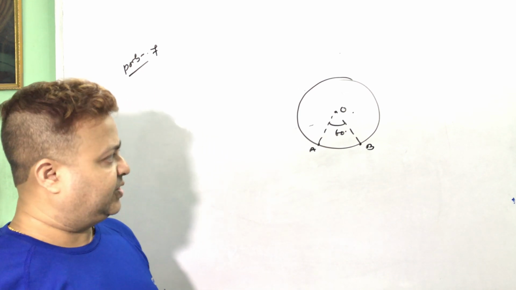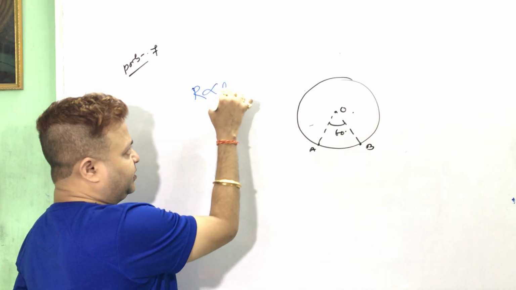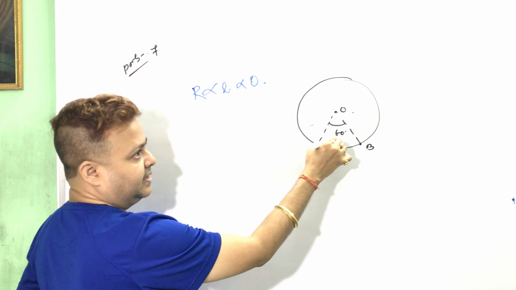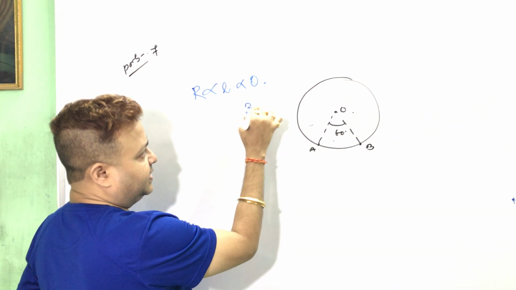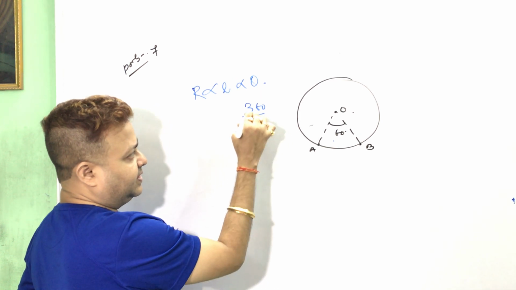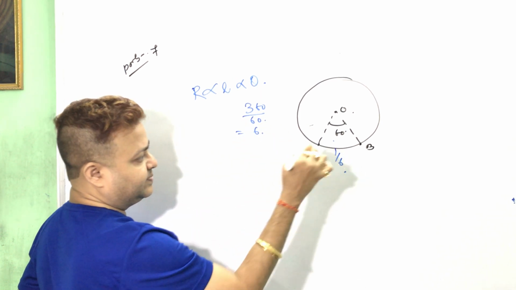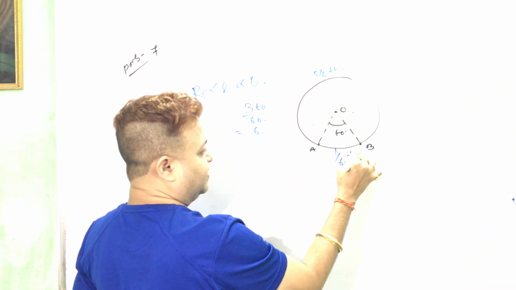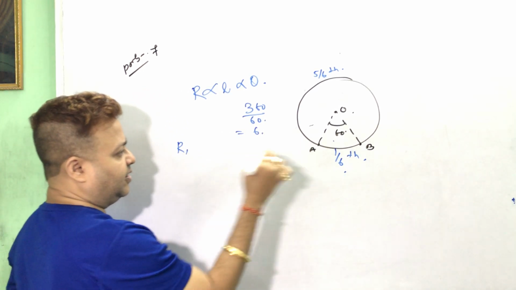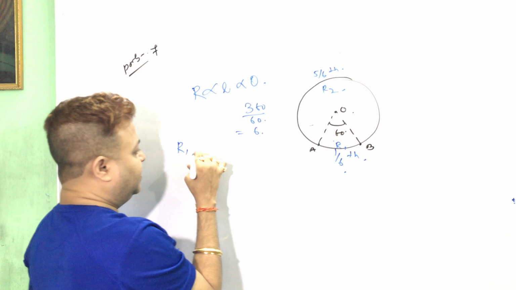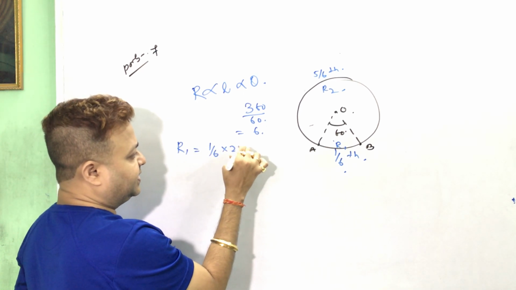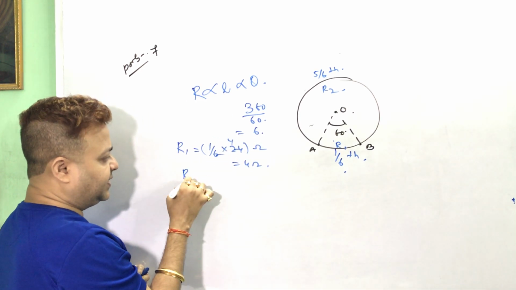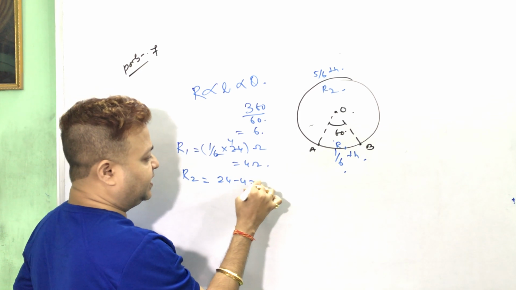Look, in the theory class the other day I said resistance is directly proportional to length, which is directly proportional to theta. This is 60 degree. 60 degree means 360 by 60, that is a 1/6 circle, and this is a 5/6 circle. So the resistance of this part is say R1 and this is R2. R1 equals 1/6 of the total resistance, that is 24 ohm. That is 4 ohm, and the resistance of the rest of the part is 24 minus 4, that is 20 ohm.